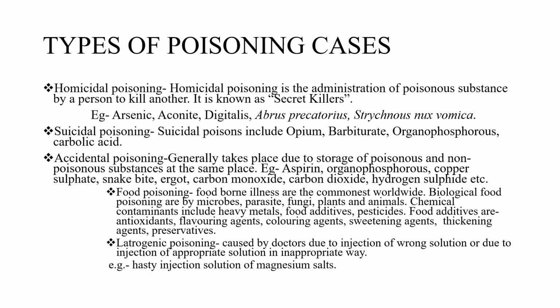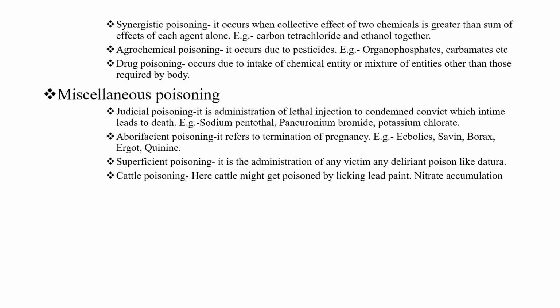Example: hasty injection of solution of magnesium salts. When these are not injected in the required quantity or in the required way, this can lead to the death of the person by poisoning, and is referred to as iatrogenic poisoning.